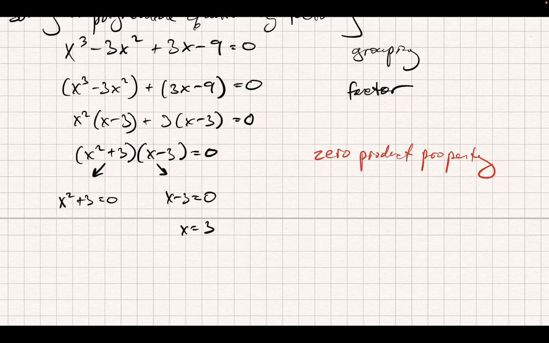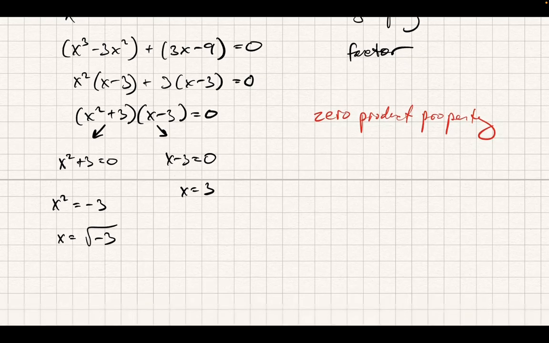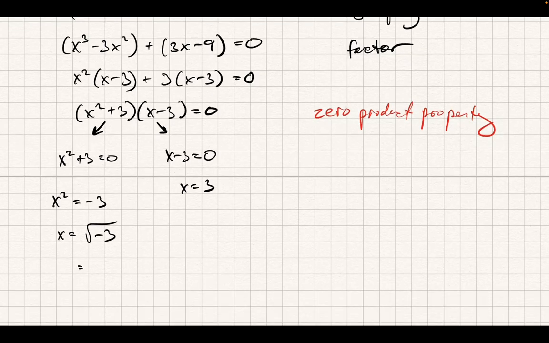All right, Matt, help me with whatever's left. You subtract 3, so then you have negative 3. Then you divide, so x equals square root of negative 3, which would equal 3i. Plus or minus 3i.